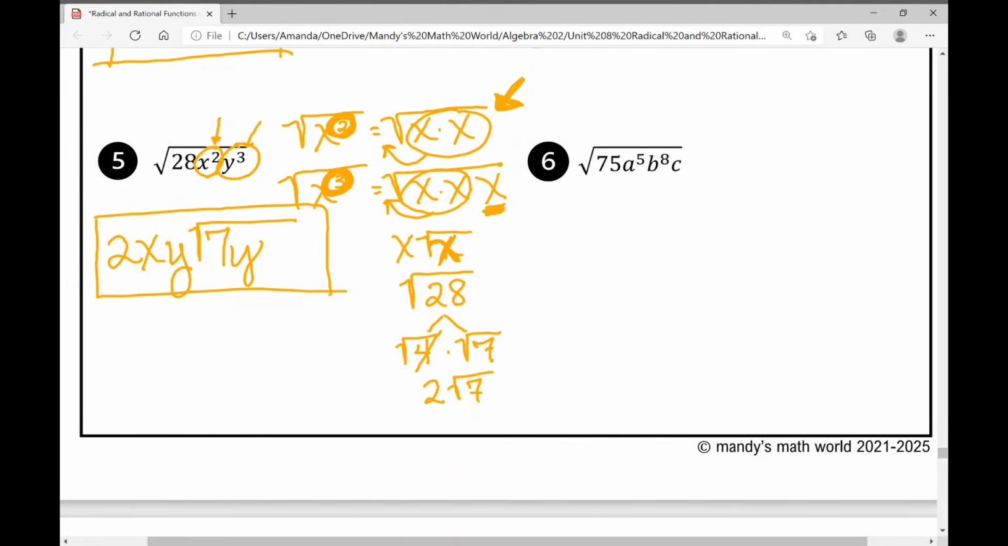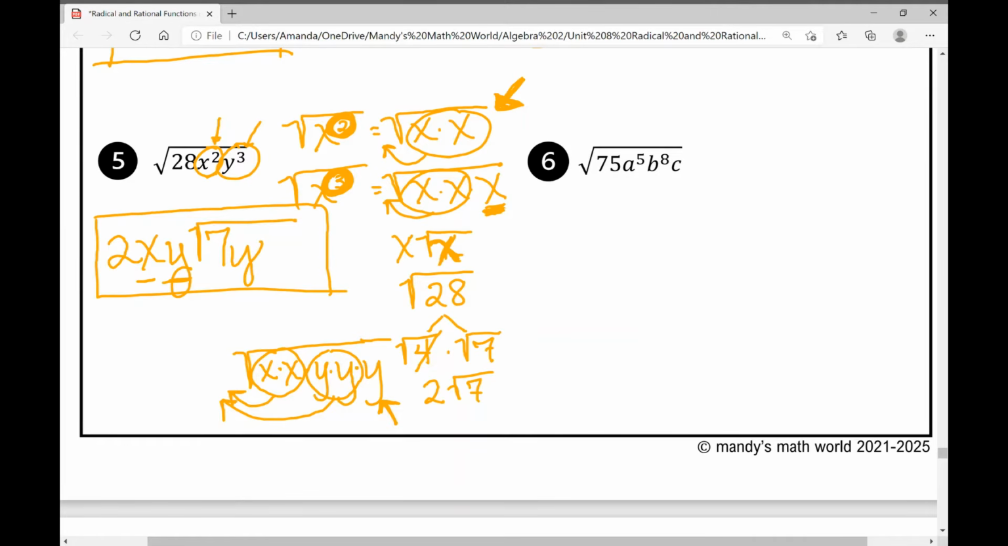If you visually want to see this, it will look like this. x times x times y times y times y. x times x, I can pull 1 out. y times y, I can pull 1 out. That's how I got the x, and that's how I got the y. But this is the y that stayed underneath the radical.